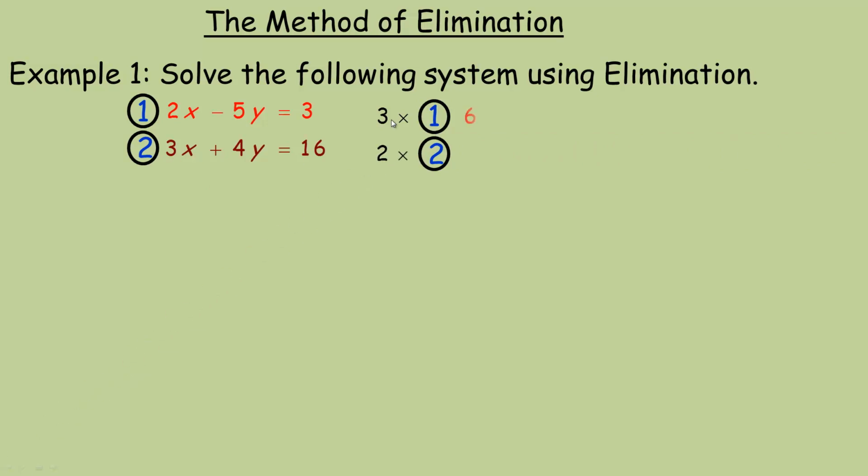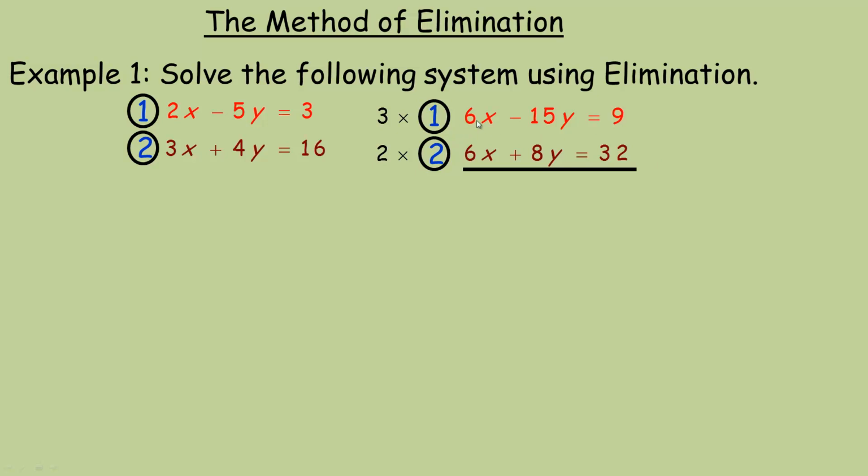So when I actually do the multiplying, 3 times this would be 6x, 3 times negative 5y is minus 15y, and 3 times this 3 is 9. So now we're going to multiply the second equation by 2. So all these by 2, so that'll be 6x. That 4y times 2 is 8y, and that 16 times 2 is 32. And then put a line underneath them. And sometimes you add, sometimes you subtract. We're going to take a look at one example of each here in these two examples.